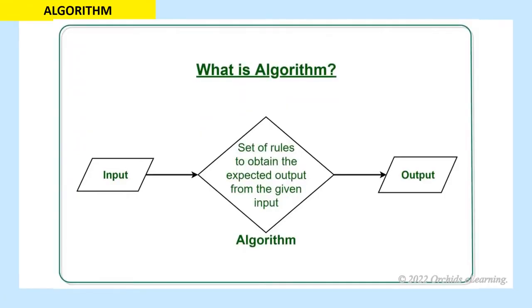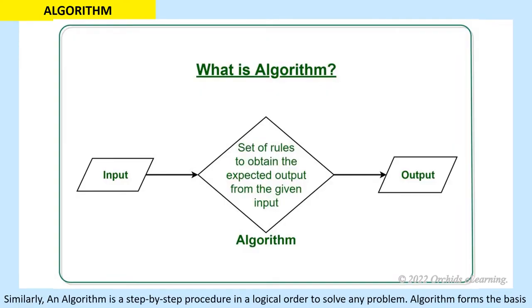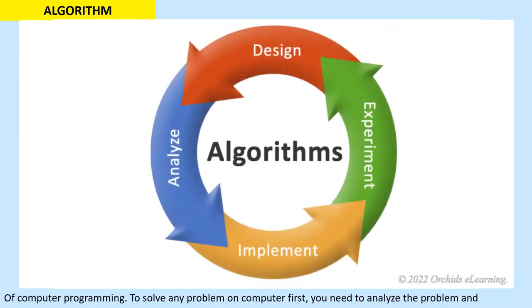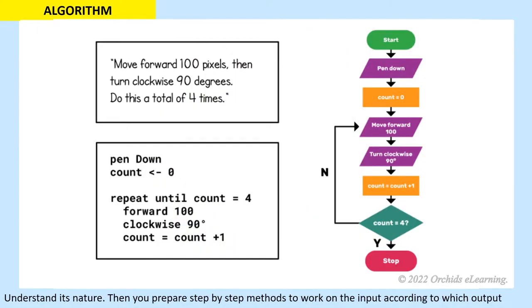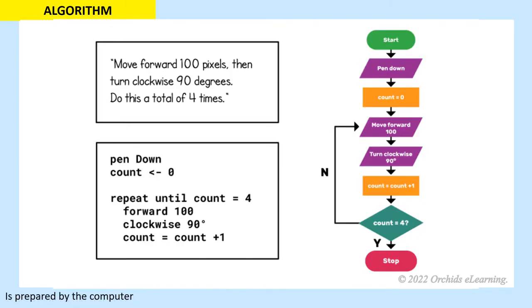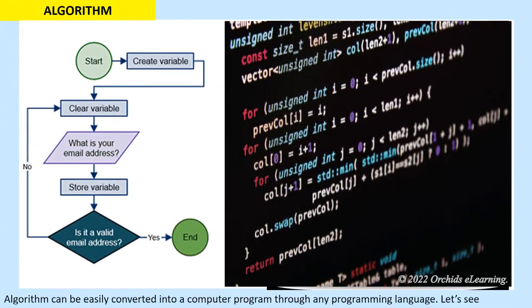So, we follow the steps to make a sandwich. Similarly, an algorithm is a step-by-step procedure, in a logical order, to solve any problem. Algorithm forms the basis of computer programming. To solve any problem on a computer, first you need to analyze the problem and understand its nature. Then you prepare step-by-step methods to work on the input, according to which output is prepared by the computer. An algorithm can be easily converted into a computer program through any programming language.